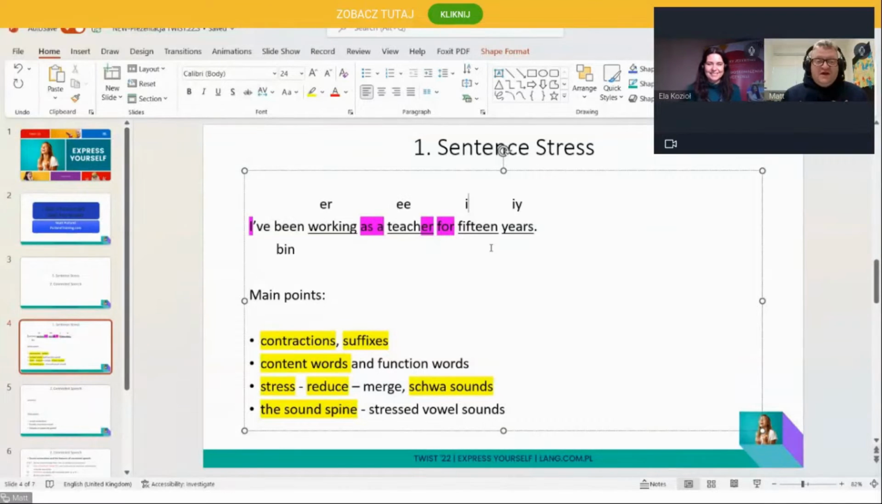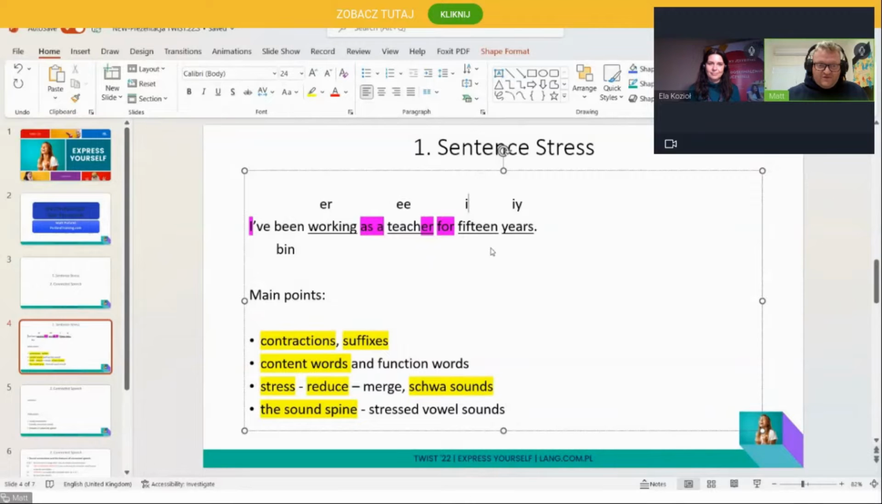This is what I need to hear to understand you, because I'm not listening to the whole sentence. I'm listening for the stressed vowel sounds. Really, that's all I need to hear, because the rest of it is so imprinted in my brain, the language. I don't need to hear, I have been working as a teacher for 15 years. I've been, I, ear.